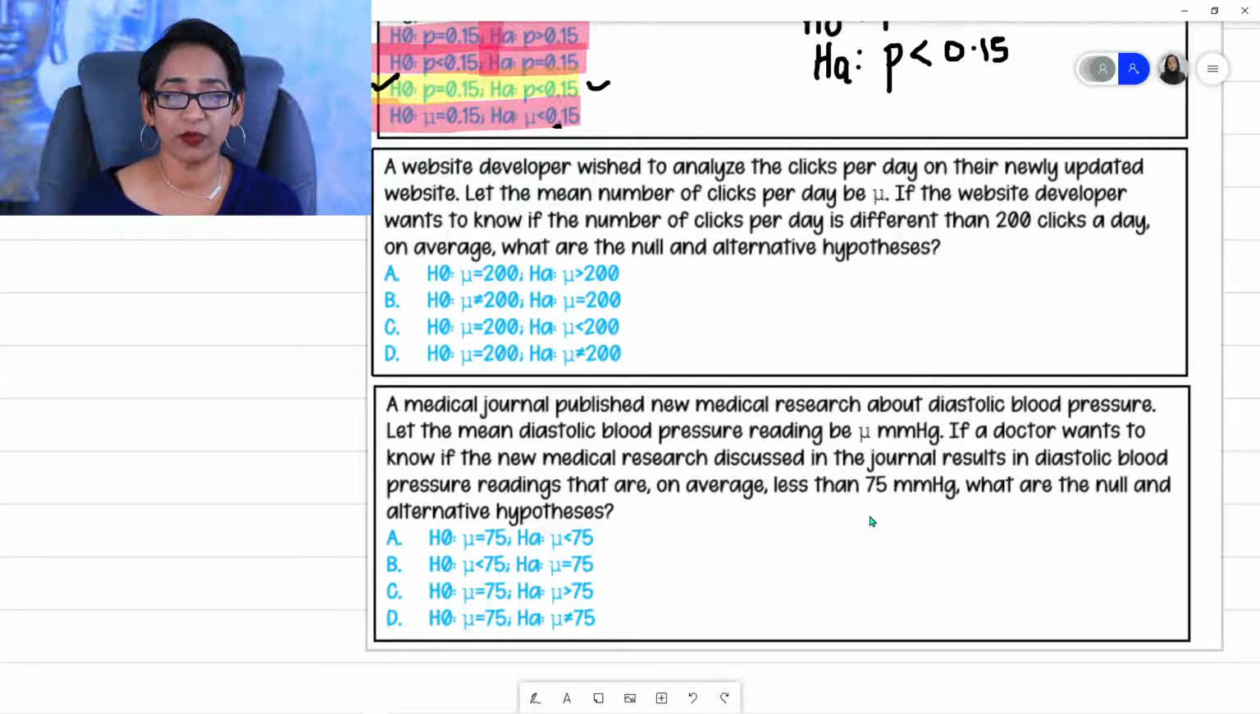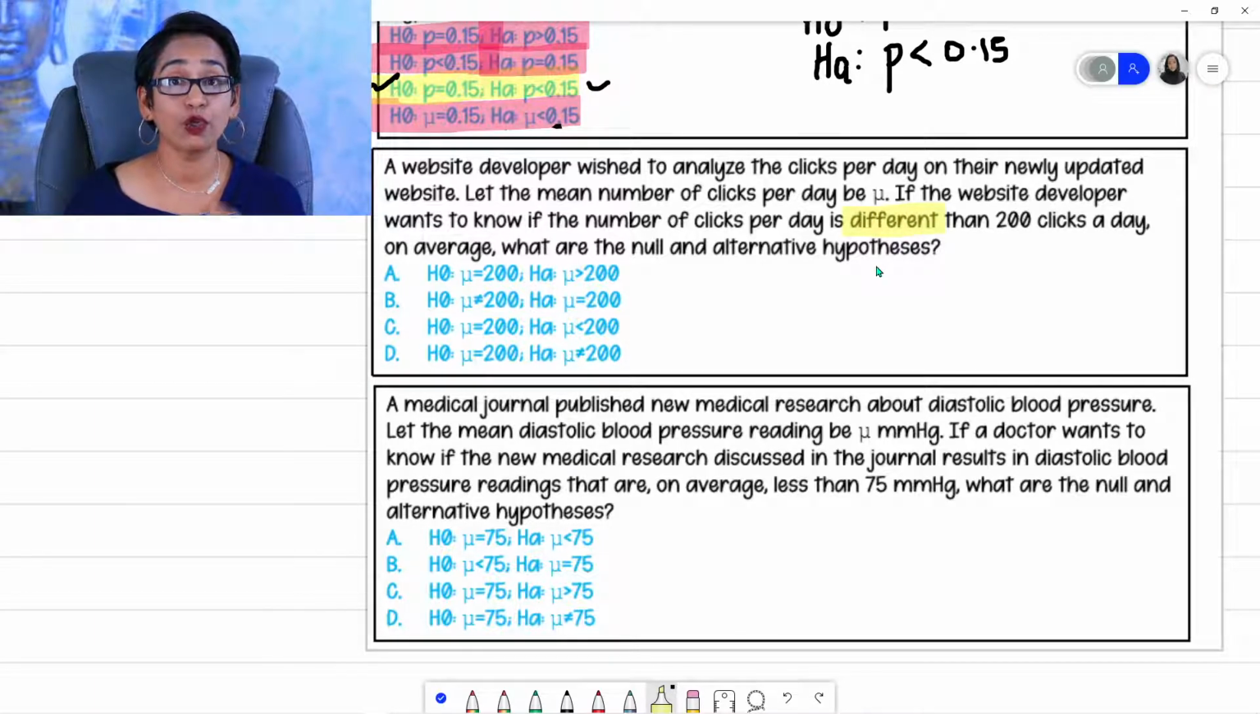A website developer wished to analyze the clicks per day on the newly updated website. Let the mean number of clicks per day be mu. If the website developer wants to know if the number of clicks per day is different than 200 clicks. Pause. Let me use my handy tool. Different. What does different mean? Different could be more than, different could be less than. So different is not equal to. Fair enough? On the average, what is the null and alternative?